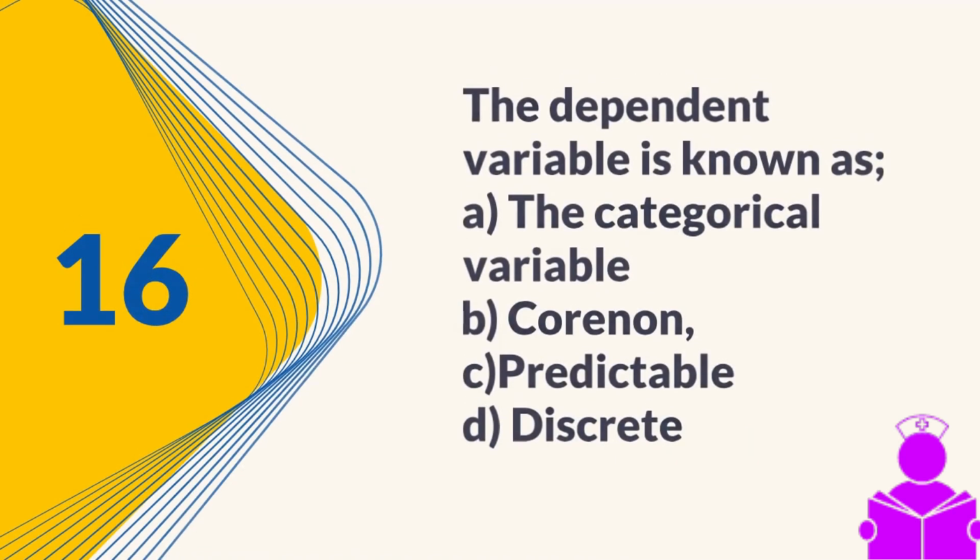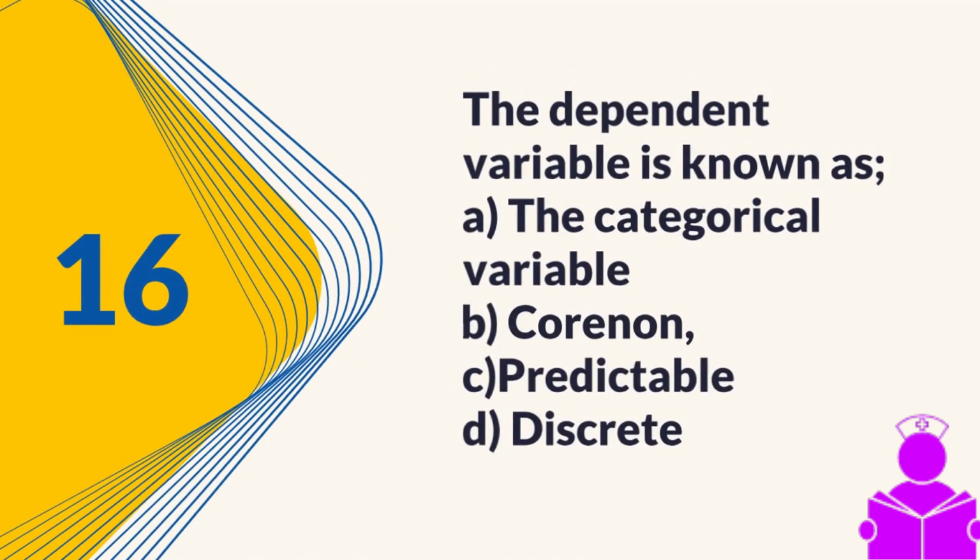16. The dependent variable is known as A. The categorical variable, B. Correlational, C. Predictable, D. Discrete.